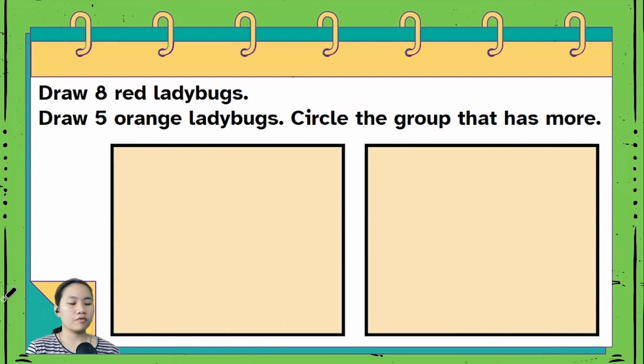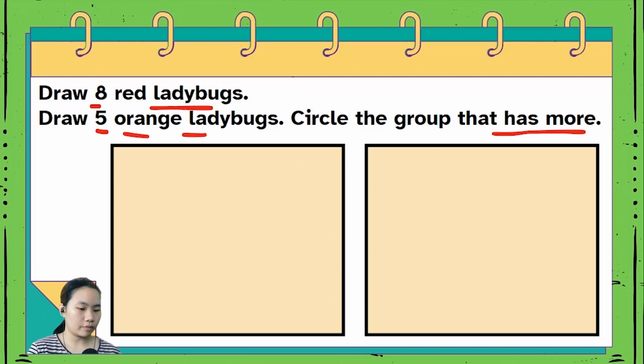All right. So for the last part of our lesson today, we will be drawing 8 red ladybugs and then 5 orange ladybugs. Then we will circle the side that has more ladybugs. Okay, I'm gonna start drawing. Let's see, we need red ladybugs, right? So I'm gonna start drawing 1, 2, 3, 4, 5, 6, 7, 8.